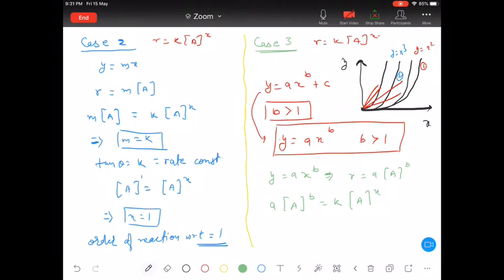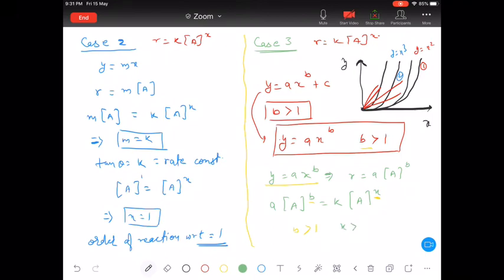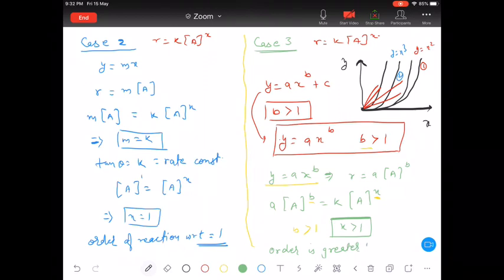So for this equation, what we have said, b is greater than 1, which means x is also greater than 1. So I can write b is greater than 1, or x, the order of reaction, will be greater than 1. So in case 3, what I can write, x will be greater than 1, meaning for case 3, order is greater than 1.